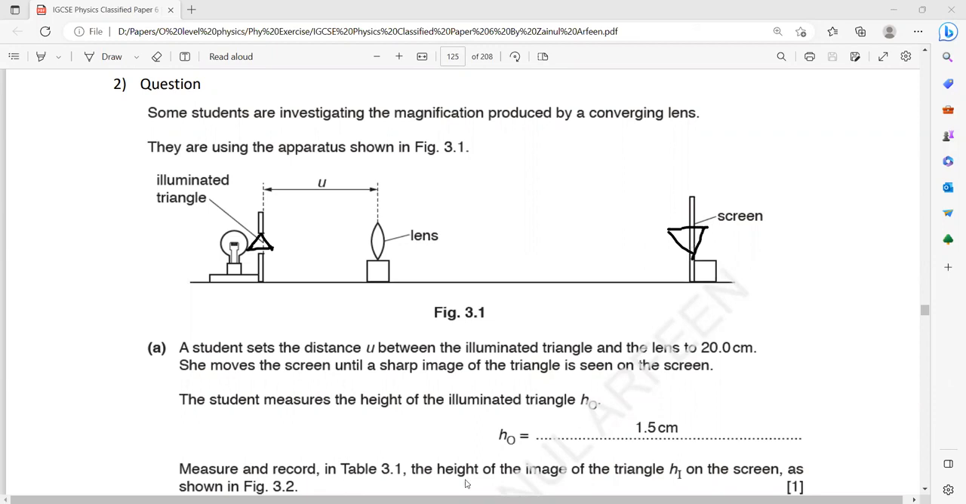Even without calculation, I can tell what will happen to the size of the image compared with the size of the object. You can see U is smaller, and when we measure V, according to this setup, V will be larger. So when I compare the size of the image with the size of the object, will it be larger, equal, or smaller? The image will be larger because the image distance from the lens is more.